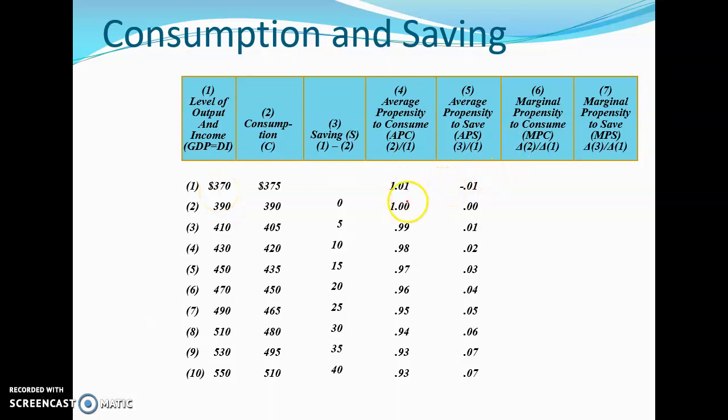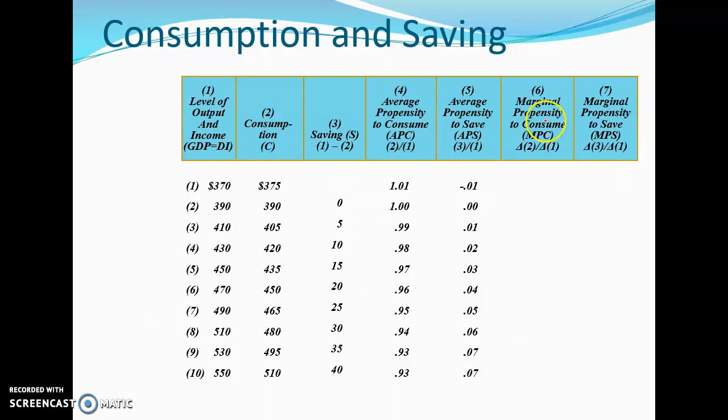So respectively among different columns, we have got these values, which is the APC, and we have got these values, that is the APS. So by adding these values, 0.99 plus 0.01, 0.98 plus 0.02 is equal to 1, 0.97 plus 0.03 is equal to 1, and so on. 0.93 plus 0.07, the answer is equal to 1.